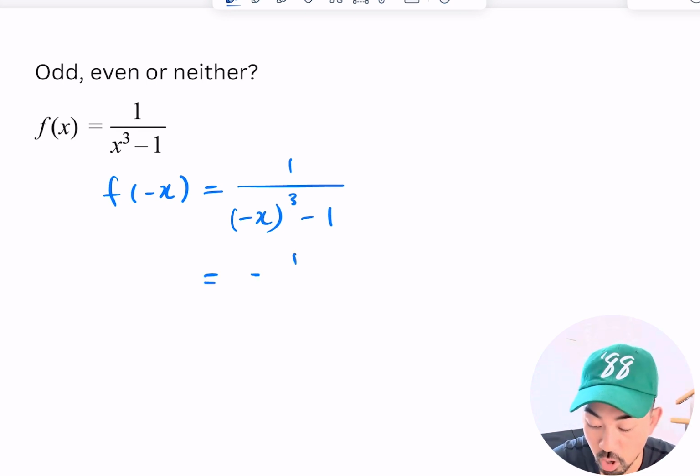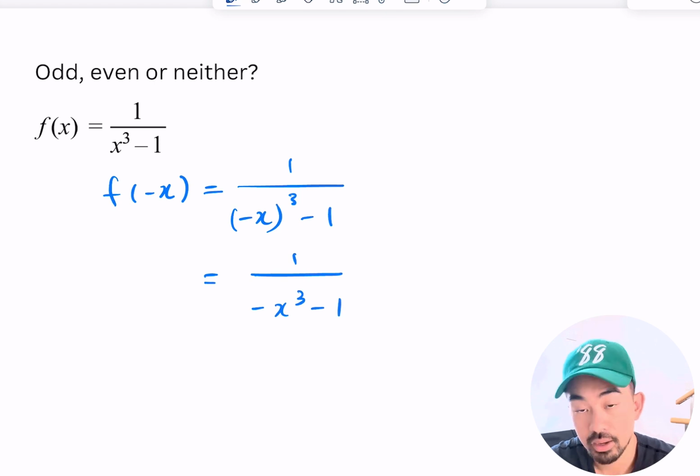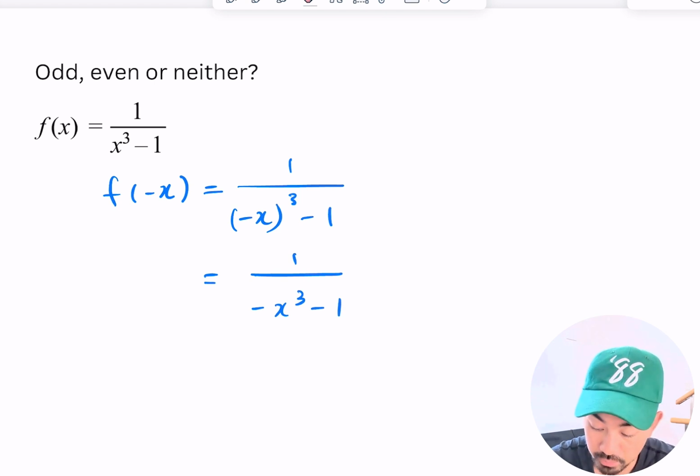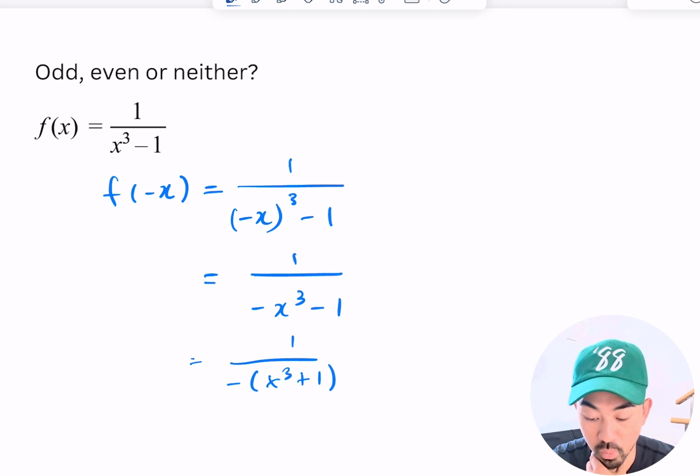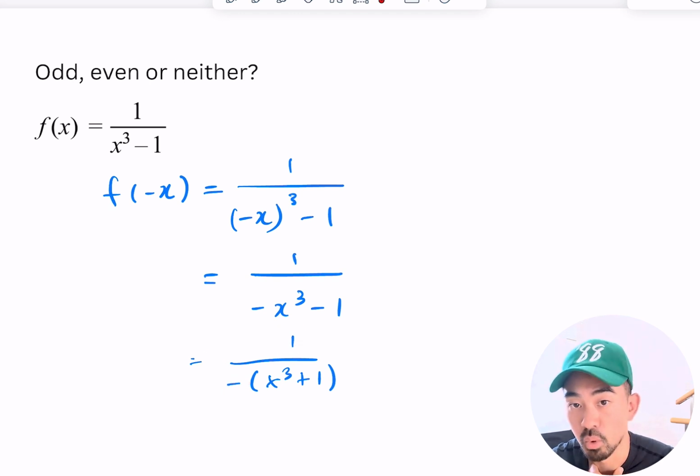Okay, so once again, odd power is going to remain negative. So minus x cubed minus 1. And now you want to factorize the negative out. So I'll write 1 on minus x cubed plus 1. Now, a lot of kids get confused here about where this negative goes. So this negative can either go in front of the top, the numerator, or the bottom. So just one of those three combinations.